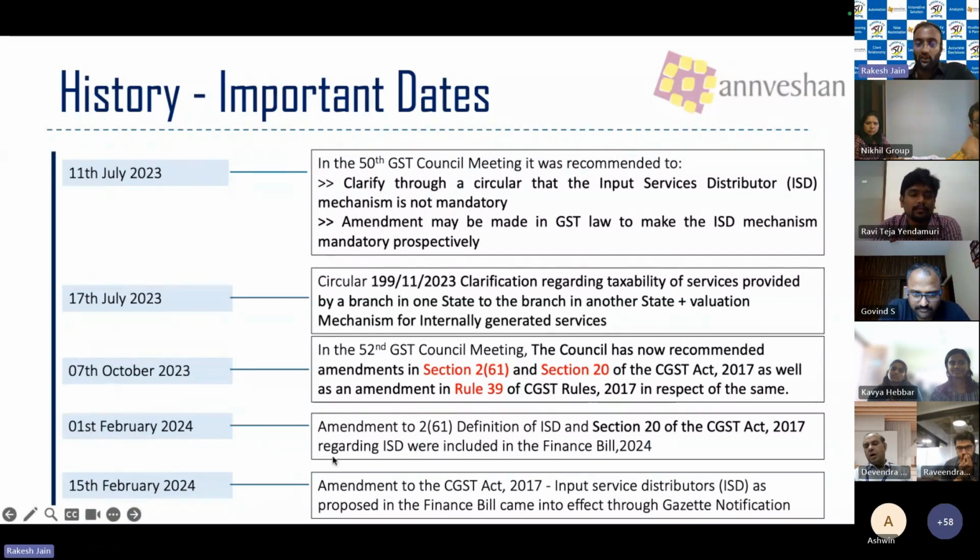On 1st February 2024, we got our finance bill.